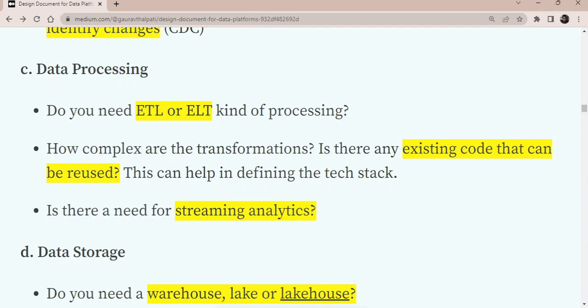So it's not just that these design considerations are going to drive the tech stack that you want to use. The tech stack that you already have can also drive your design considerations. If an investment has already been made, you may well want to stick to that. Yes, it may happen that the organization or the enterprise is open to newer tools and technologies, so you can consider it this time.